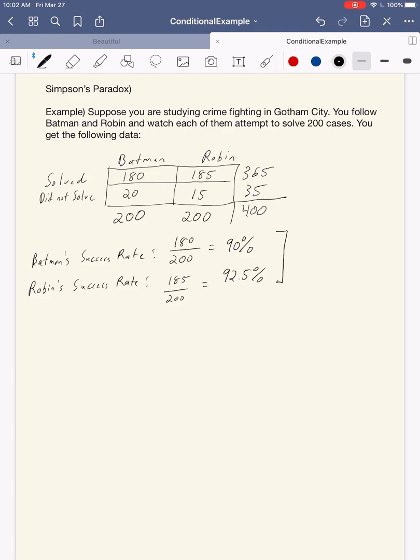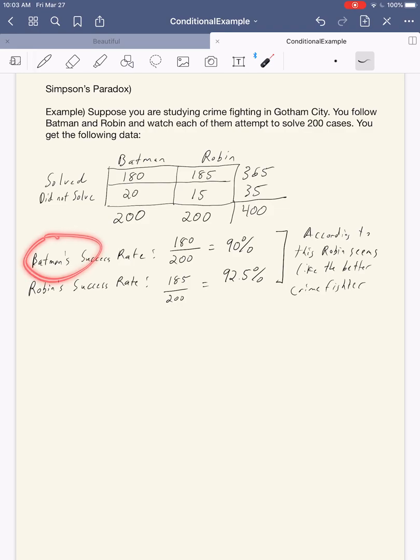So according to this, Robin seems like the better crime fighter. Now, of course, we might be a little surprised by that. Everything we've ever heard about these two crime fighters is that Batman is the actual superhero and Robin is just his sidekick. So it's a little surprising that this data says Robin has a higher success rate than Batman.